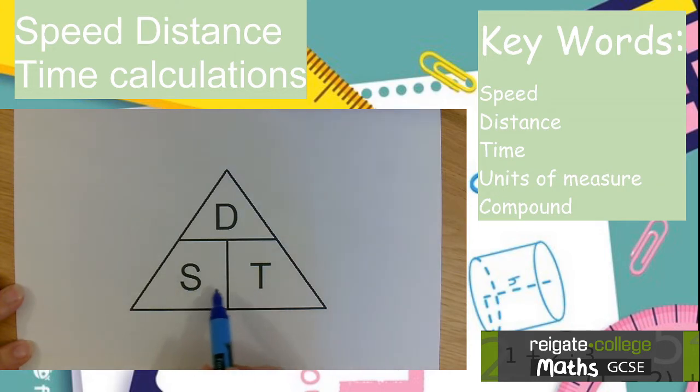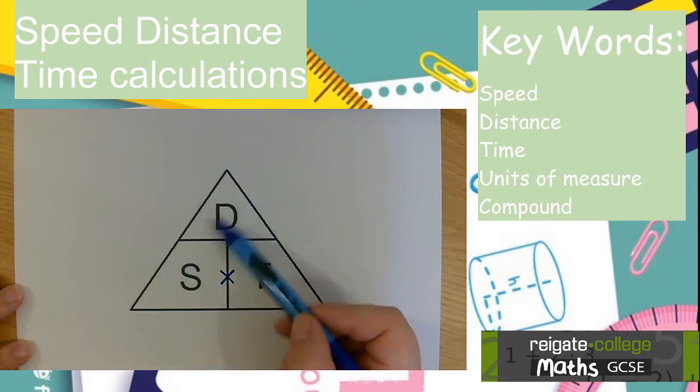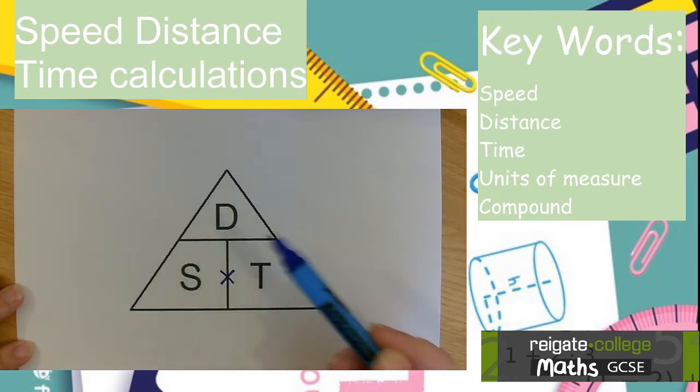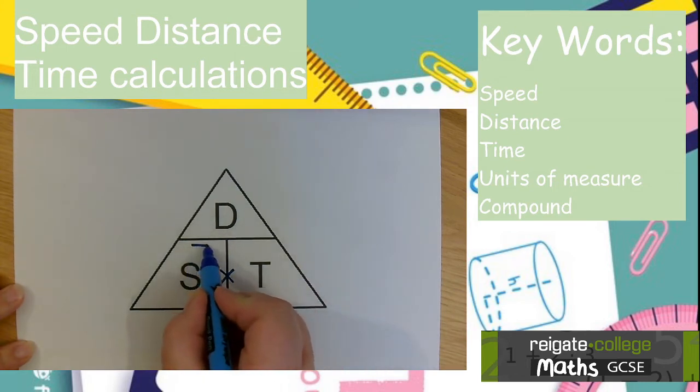If the components are on the same level, as in speed and time, this is a multiplication function. If those components are on a different level, as in distance and speed, this is a division function.